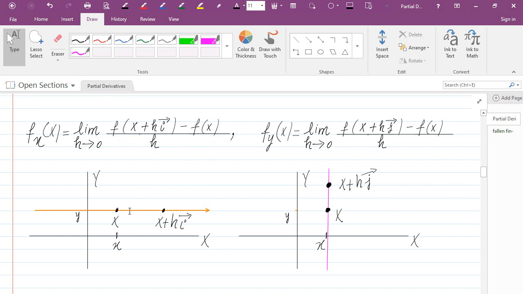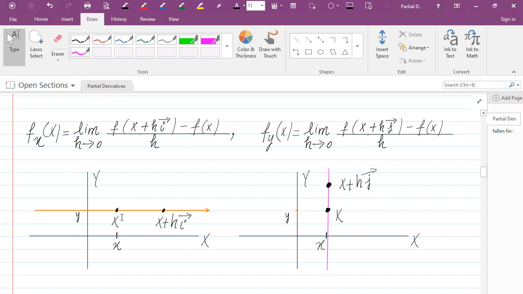If we are fixing the point capital X, which has coordinates x and y, notice where the point X plus h times i is for any h. If you look at the orange line, that's a line parallel to the x-axis passing through X. Recall that i is a unit vector in the direction of the positive x-axis, so X plus h i would be a point on this orange line. Basically, notice that we are changing the input capital X in the direction of i.